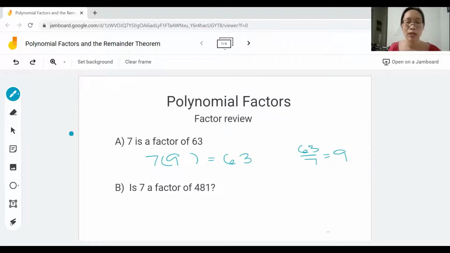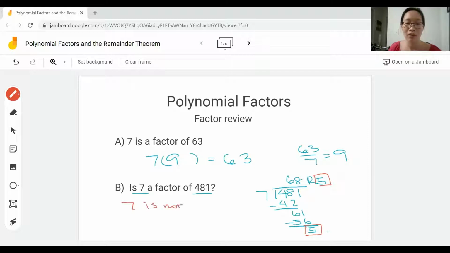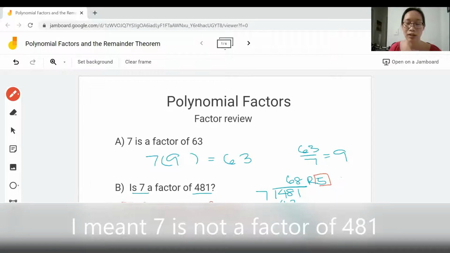And so if I wanted to know if 7 was a factor of 481, I could do the same thing. I could take the 481 and divide it by 7 and see if it divides evenly. I'm going to pause the video to work it out. So as you can see, I have a remainder of 5, which means that 481 did not divide evenly into 7 groups. There were 5 left over that couldn't be formed into a group of 7. So that tells me 7 is not a factor of 481 because the remainder is not 0.